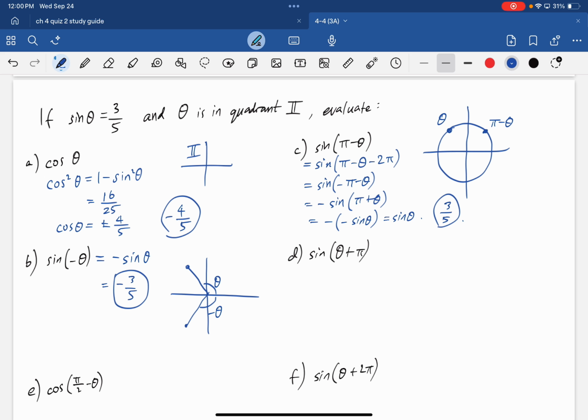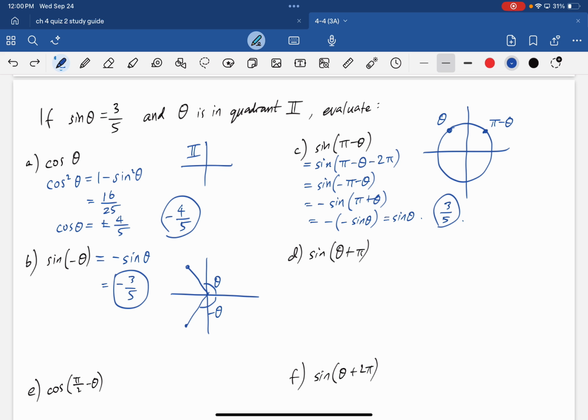I know that was tricky. I'm not going to put a pi minus theta on the test, by the way, but it is on the practice quiz, so just be aware of that. What about pi plus theta? That will be on the quiz, because that's a lot easier to think about.